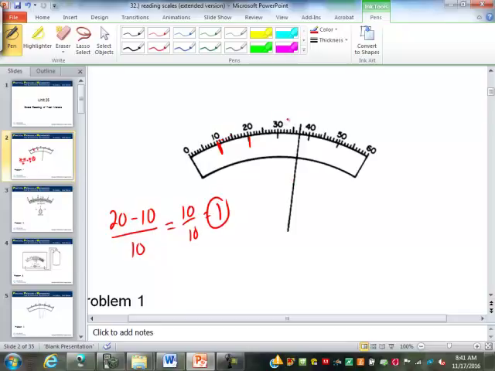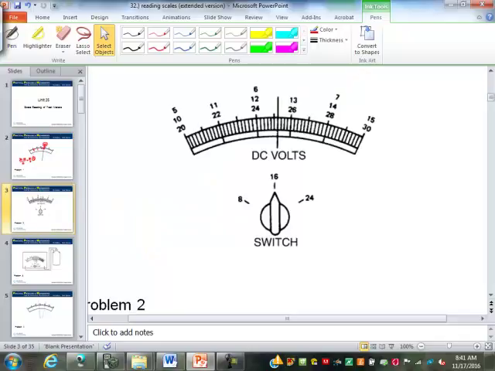So now that I know that each space equals 1, this is 30, 31, 2, 3, 4, 5, 6, 7. That is reading 37, whatever units that is measuring. It's not uncommon to have meters like this, where as you can see there are 3 scales, 3 different sets of numbers on that scale, I should say.